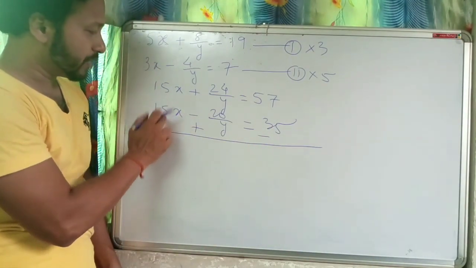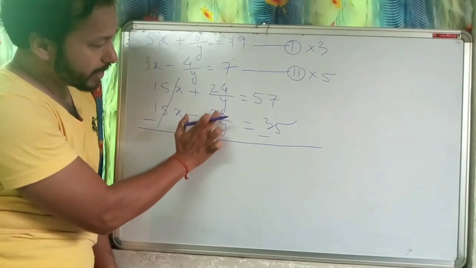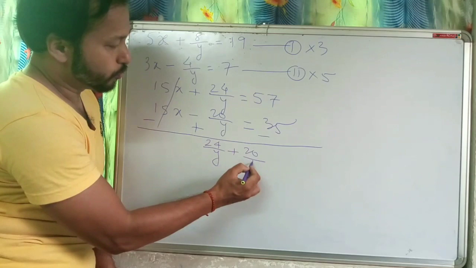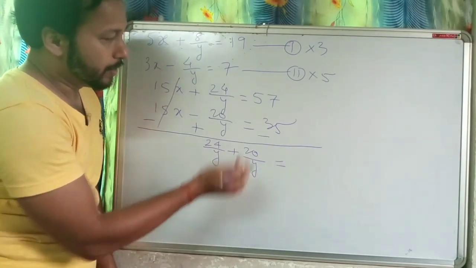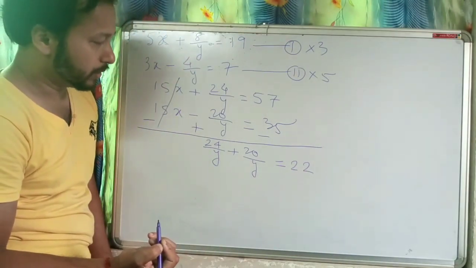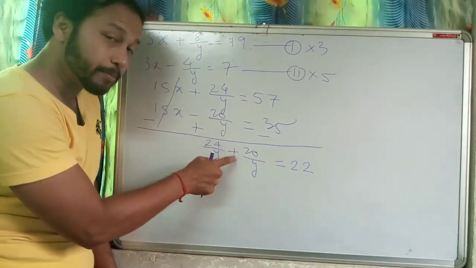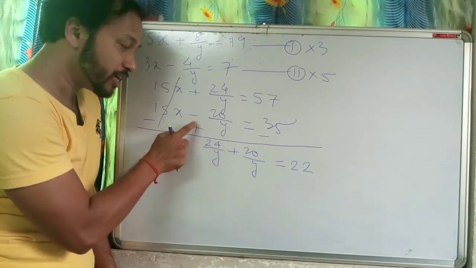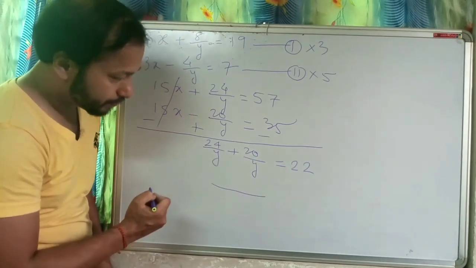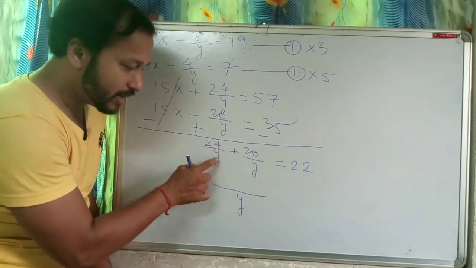Plus 15x minus 15x, cancel it. Now, 24y plus 20y equal to 57 minus 35. Now, see, be very careful here because it was minus, but I am not writing minus because this minus sign is changed into plus, so we have to write it that way. Now, what is the LCM? The LCM is y. You divide y by y.